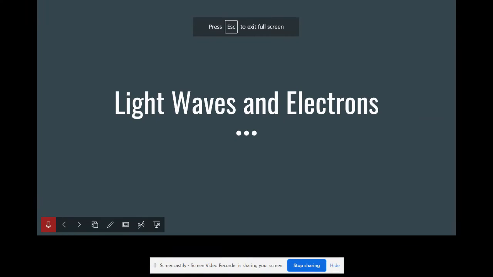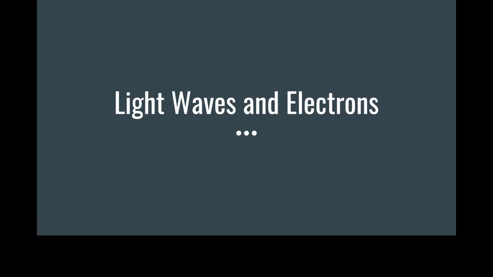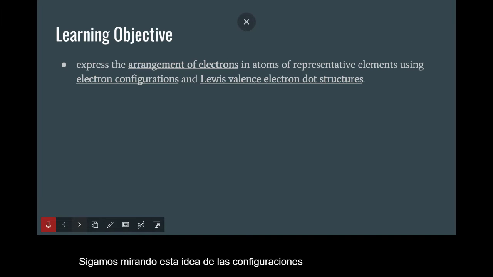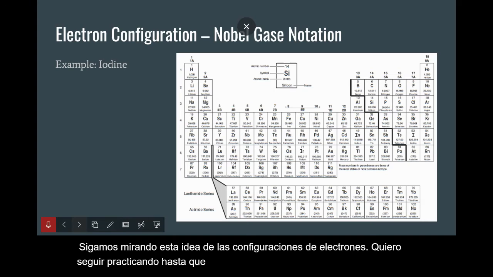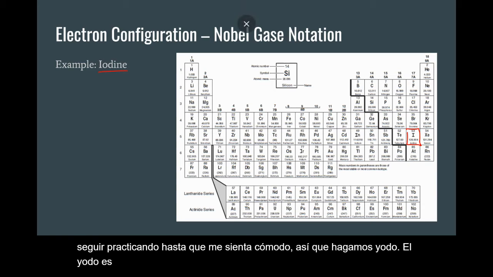All right, let's keep looking at this idea of electron configurations. I want to keep practicing until I feel comfortable. So let's do iodine. Iodine is number 53. So we're going to have to go all the way to 53. Let's draw our lines.